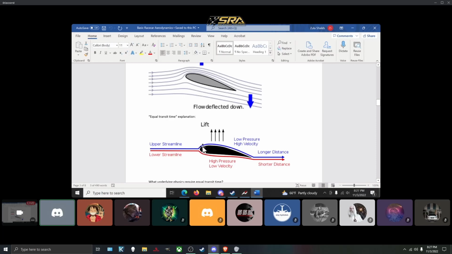Now, can anybody tell me what underlying physics requires this equal transit time? Surface tension?